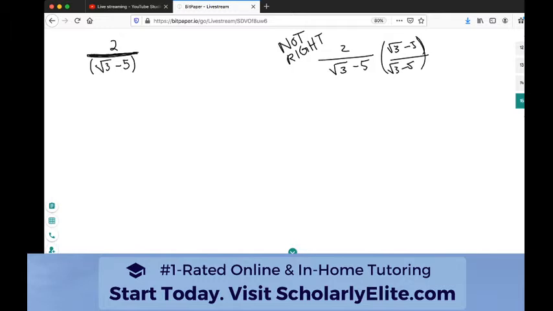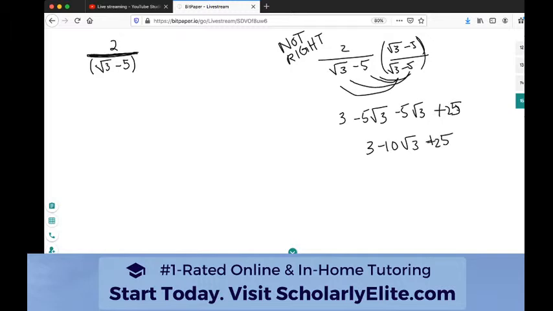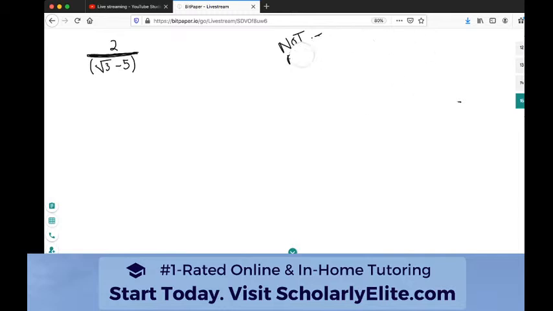We also cannot multiply it by this, because it's going to create a problem where we get, so 3 times root 3 is 3, then root 3 times this is 5 root 3, then this is going to be, again, negative 5 root 3, and this is going to be plus 25. Okay, so in this scenario, you get 3 minus 10 root 3 plus 25, sorry, and now you have another radical in the problem, which is what we're trying to avoid in the first place. So, like I said, that's not the right thing to do. I just wanted to show you guys why we don't do that.